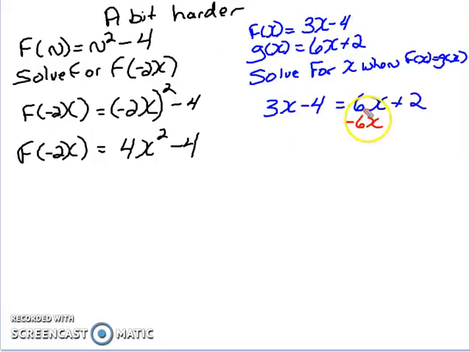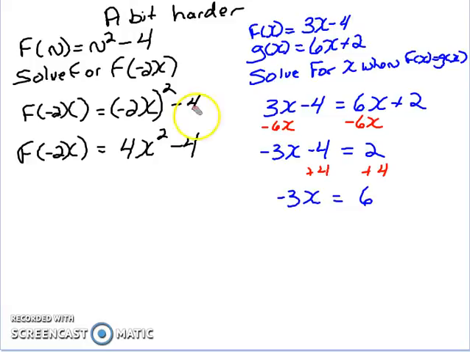Well, the first thing I'm going to do is subtract 6x to put all my x's on the left, and subtract 6x from both sides. That gives me negative 3x minus 1 is equal to 2. Sorry. Now I'm going to add 4 to both sides. Add 4 and add 4, and that will give me negative 3x is equal to 6. Last step is I'm going to divide by negative 3 to get x by itself. Divide both sides by negative 3. That leaves me with x is equal to negative 2.